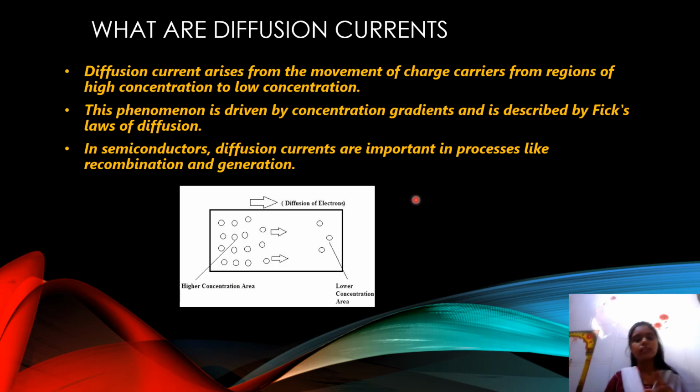What are diffusion currents? Diffusion current arises from the movement of charge carriers from regions of high concentration to low concentration. This phenomenon is driven by concentration gradients and is described by Fick's laws of diffusion. In semiconductors, diffusion currents are important in processes like recombination and generation.